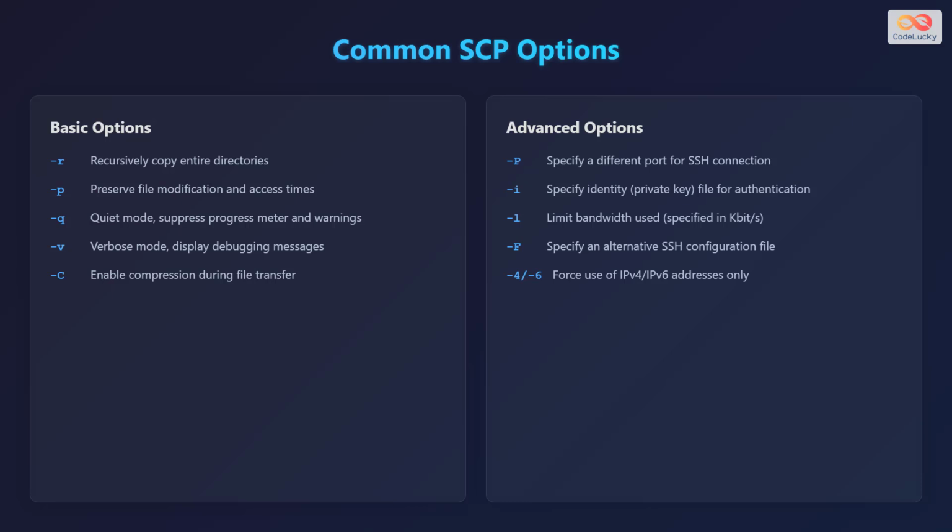The -P option allows you to specify a different port for the SSH connection. The -i option allows you to specify an identity file, which is a private key, for authentication. The -l option limits the bandwidth used, specified in kilobits per second. The -F option allows you to specify an alternative SSH configuration file. The -4 and -6 options force the use of either IP version 4 or IP version 6 addresses only.